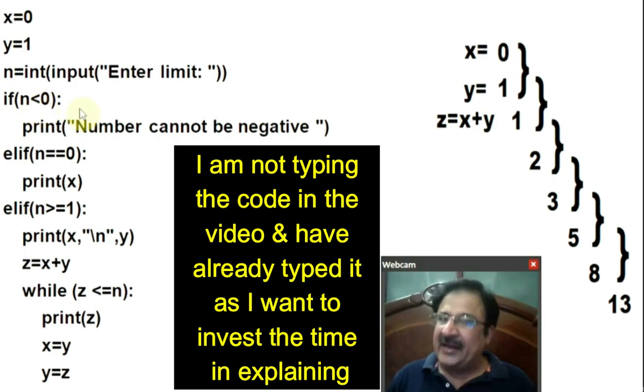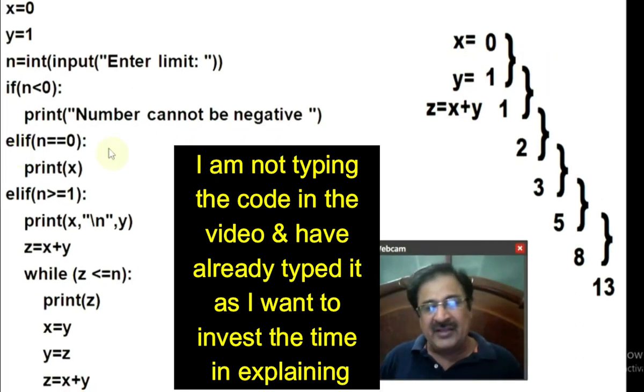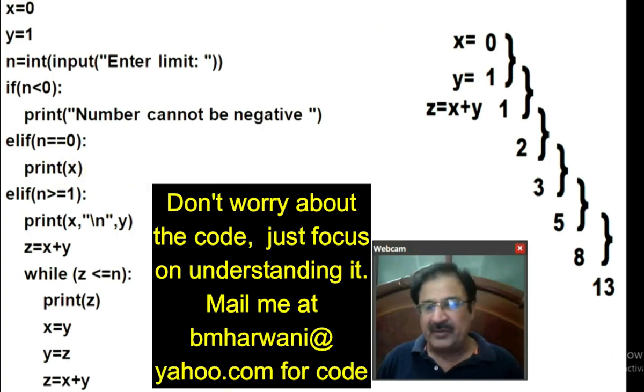Is n a negative value? User might enter a negative value. In that case, you'll get the message on the screen, number cannot be negative. And suppose the user enters 0, right? User might want the Fibonacci number up to 0. So if the n is 0, you print x. X is 0, right? And the program will be terminated.